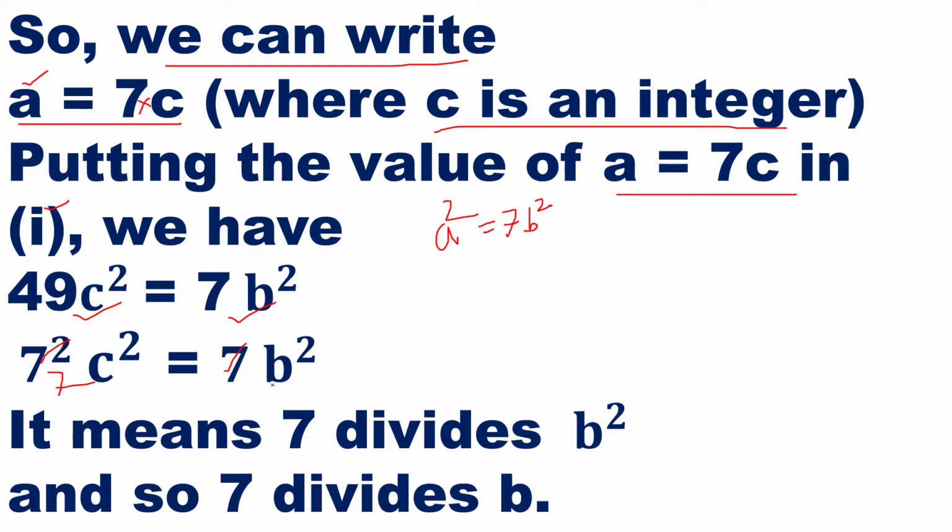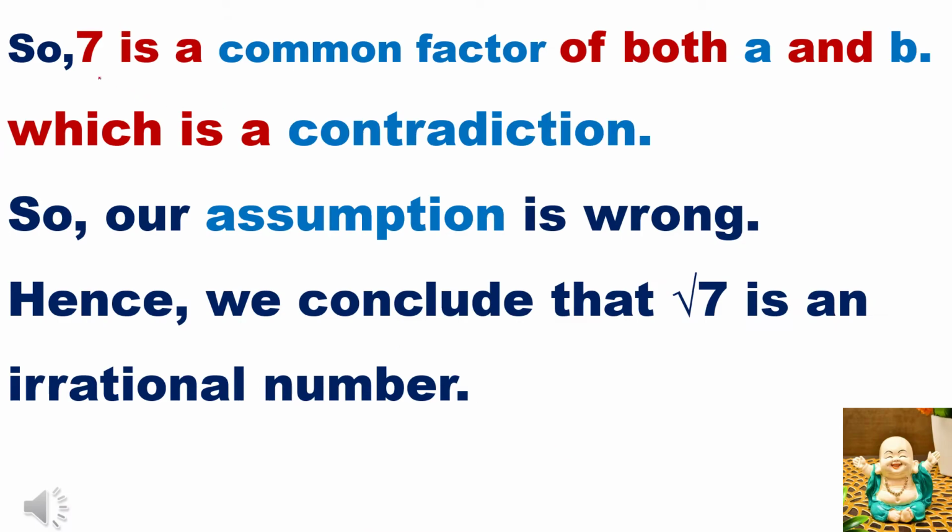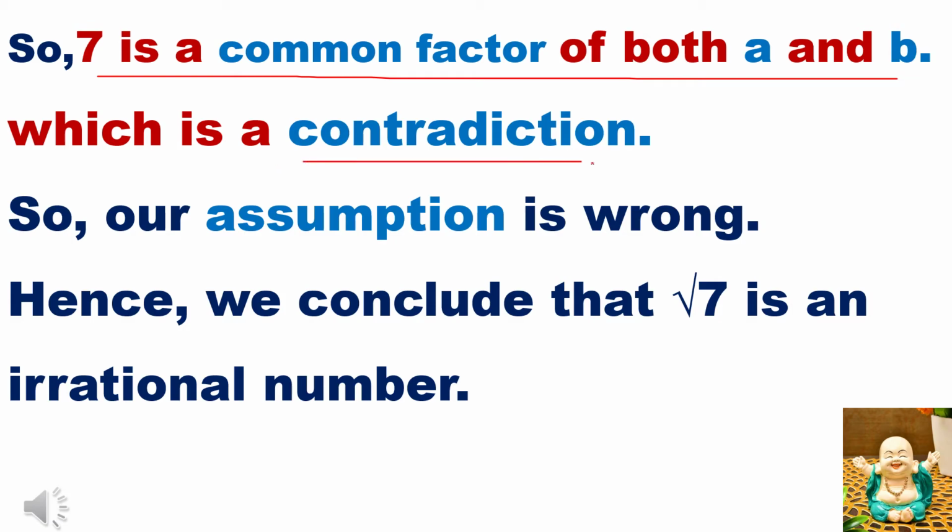So right now with the help of the theorem, 7 divides b square, then 7 divides b, correct? 7 divides b square, 7 divides b. Similarly, 7 is a common factor of a and b, correct? So which is a contradiction. Why is it a contradiction? Because we have taken a and b as co-prime, there is no common factor, but here 7 is a common factor. So what we supposed, what we assumed, is contradictory.